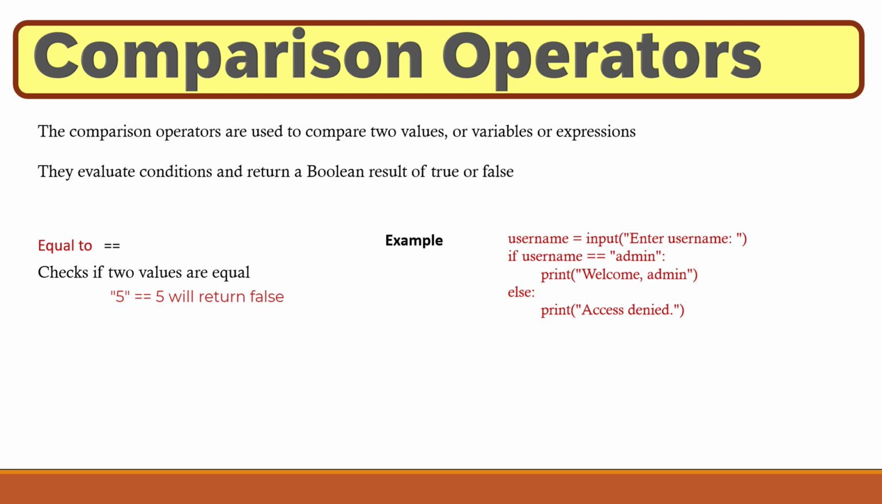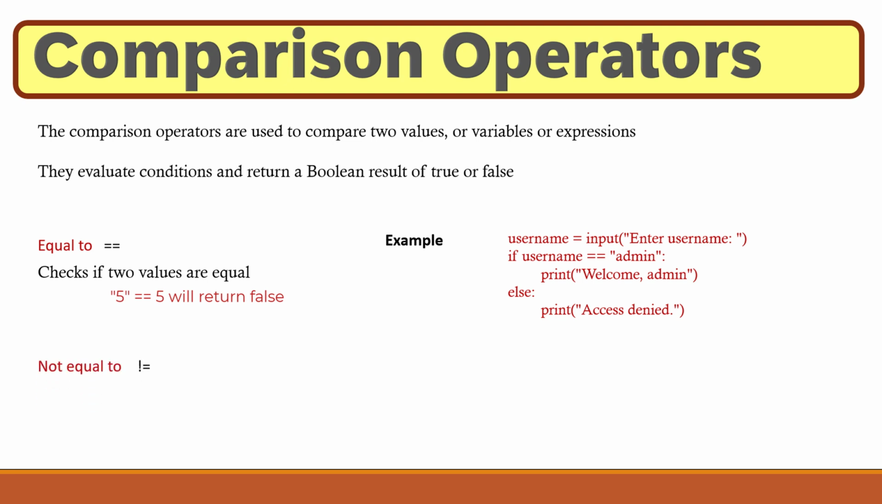And on the right we have an example use case where it is checking usernames, and the double equal sign, the comparison operator, helps validate if the input username is admin. So it's asking us to specify a username, and if the username is admin, it says welcome admin. Otherwise, if it's anything else other than admin, it will say access denied.